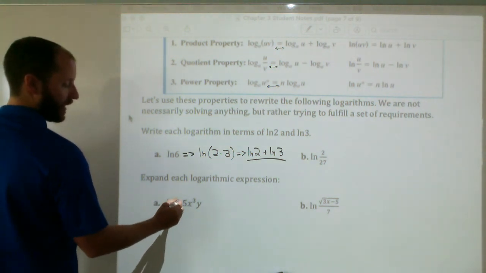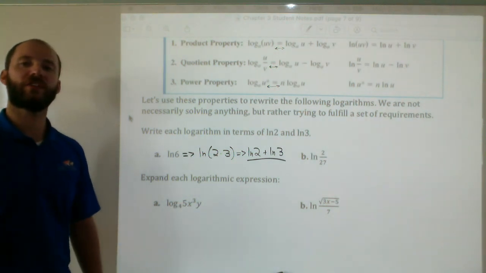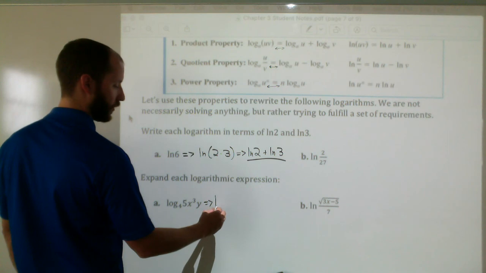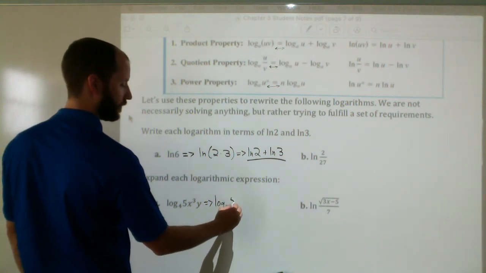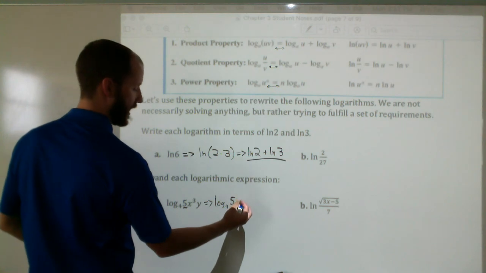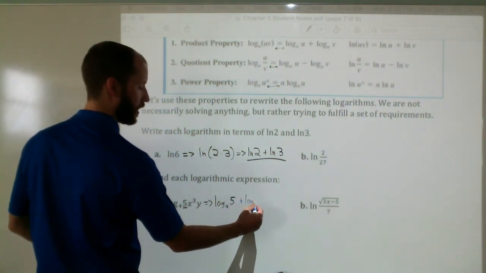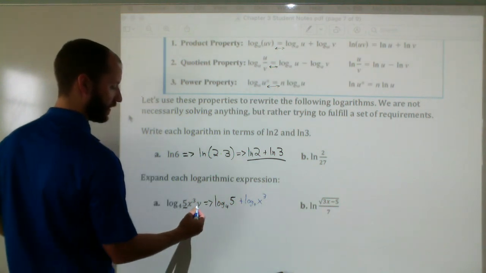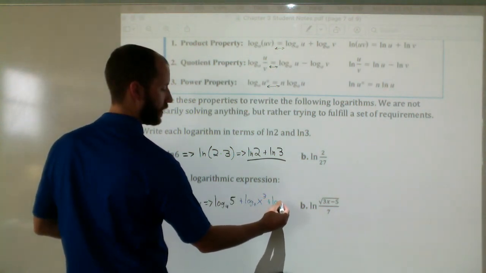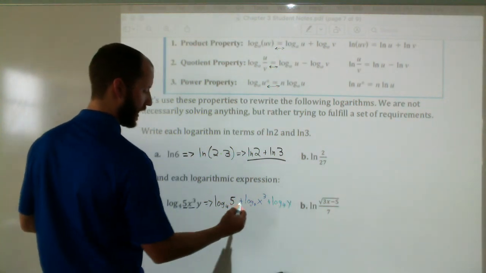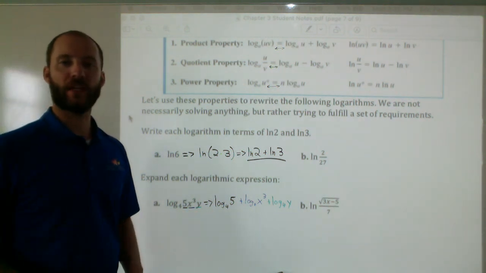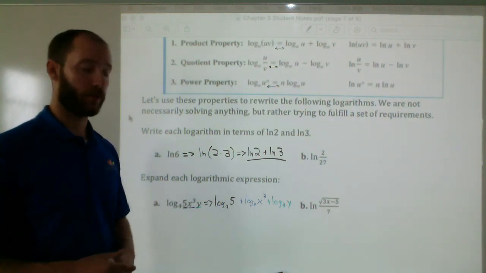Down here, expanding a log base 4 of all of this stuff. Now what's going to happen is all of this stuff is going to get its own log base 4. These are all being multiplied together. So we have log base 4 of 5 for that term right there. We have log base 4 of x to the third for that term right there. And we have log base 4 of y for that term right there. So each term inside that log base 4 gets its own log base 4.